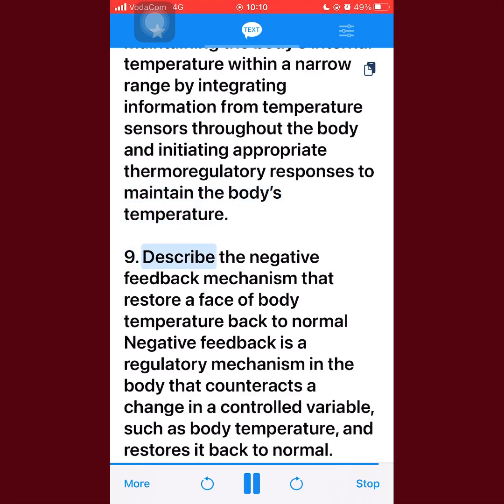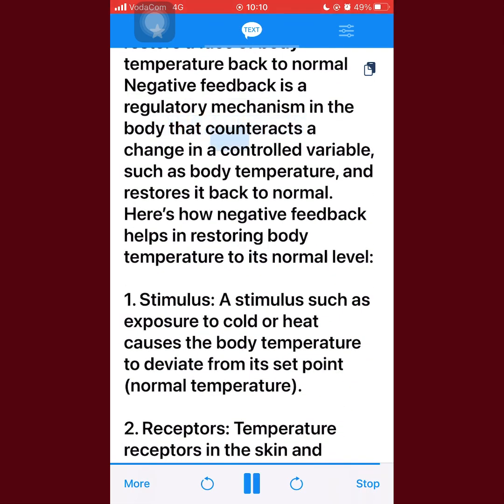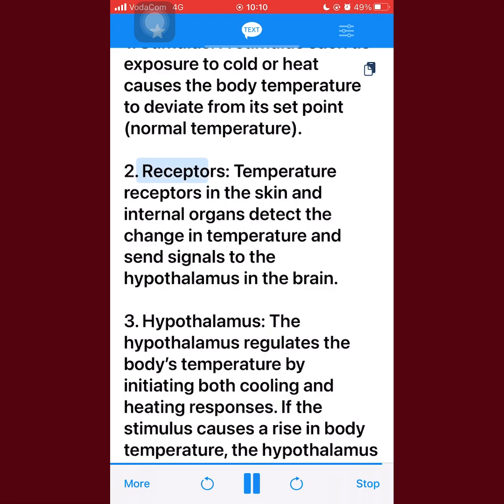9. Describe the negative feedback mechanism that restores a phase of body temperature back to normal. Negative feedback is a regulatory mechanism in the body that counteracts a change in a controlled variable, such as body temperature, and restores it back to normal. Here's how negative feedback helps in restoring body temperature to its normal level. 1. Stimulus. A stimulus such as exposure to cold or heat causes the body temperature to deviate from its set point, normal temperature. 2. Receptors.